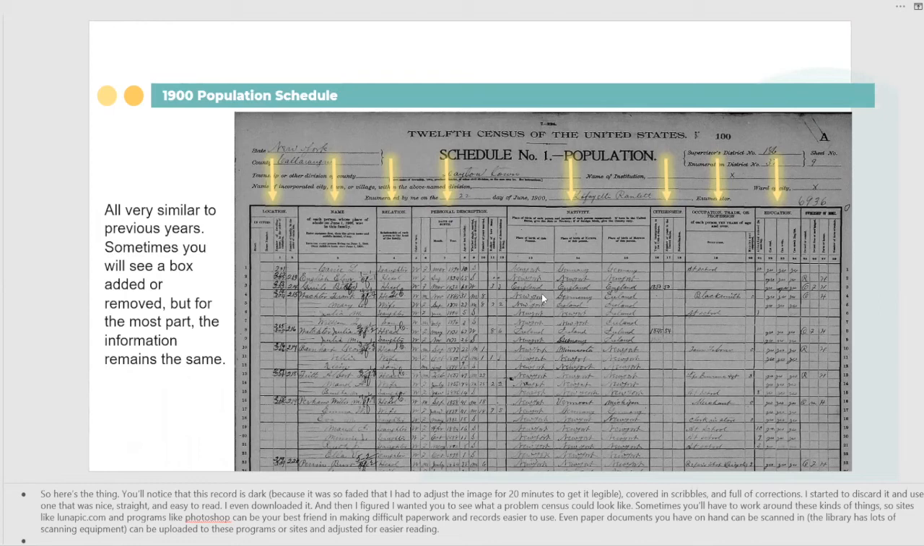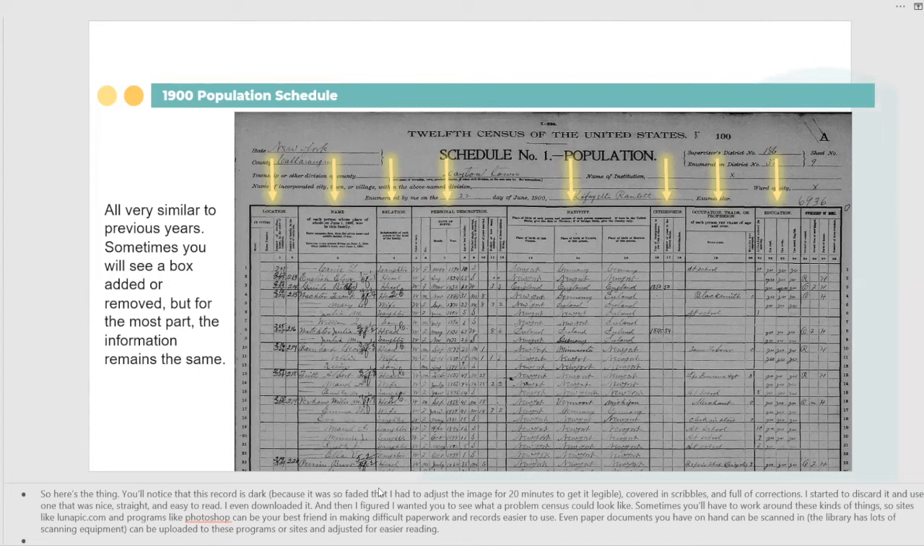I ran this through lunapic.com, which is a free website, and it's basically free Photoshop software. It is not as powerful as an Adobe Photoshop would be. But for tweaking an image to make my ink a little bit darker, to make my contrast a little bit better, it worked great for that.